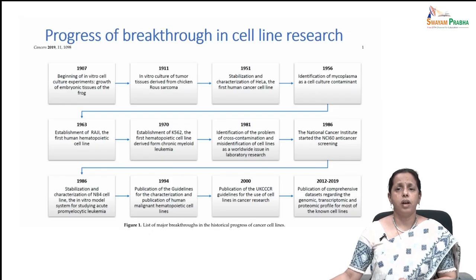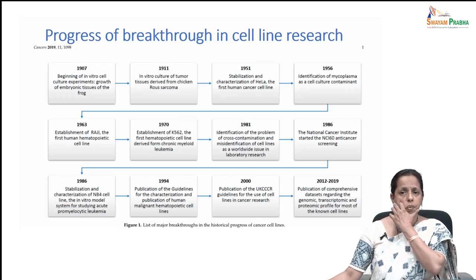And as it was progressing, they identified mycoplasma, which could be a key contaminant in cell culture processes. Then came the establishment of the Raji cell line, which is the first human hemopoietic cell line. Raji is a Burkitt lymphoma cell line, and it is the first human continuous hemopoietic cell line.